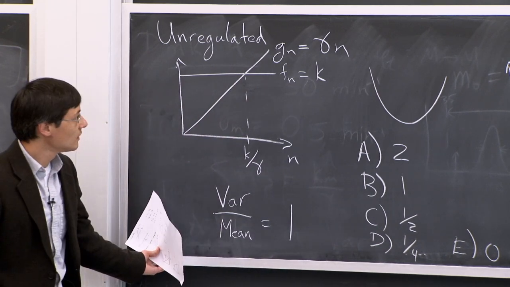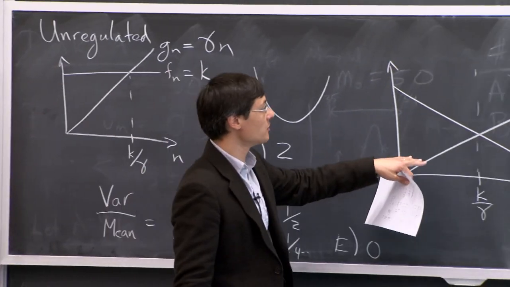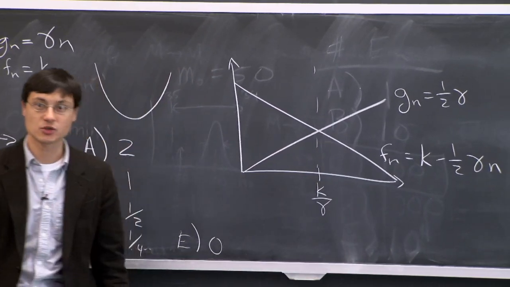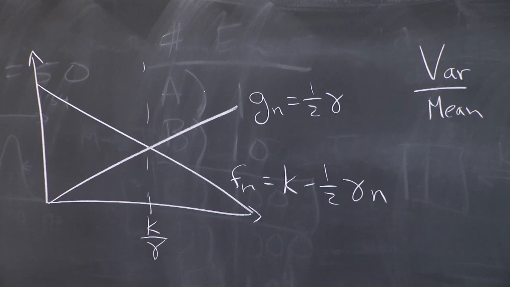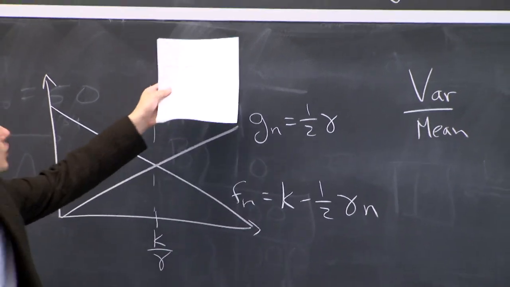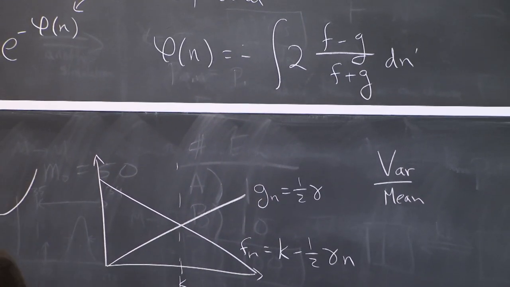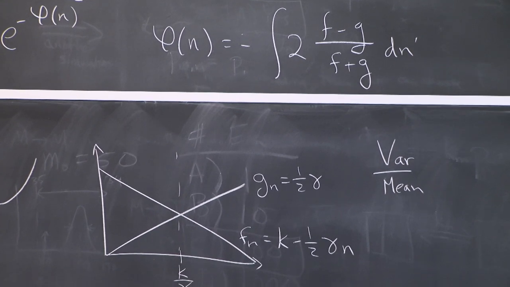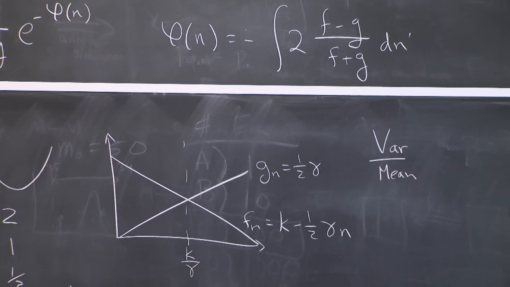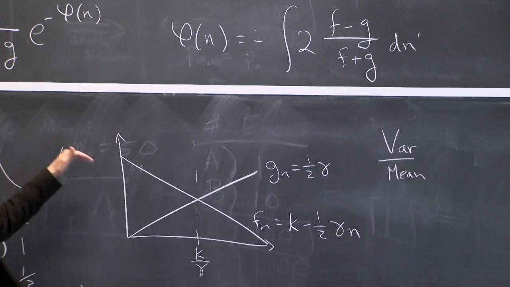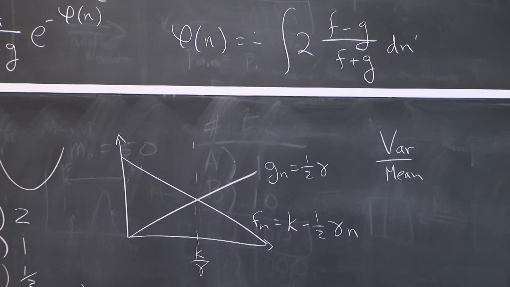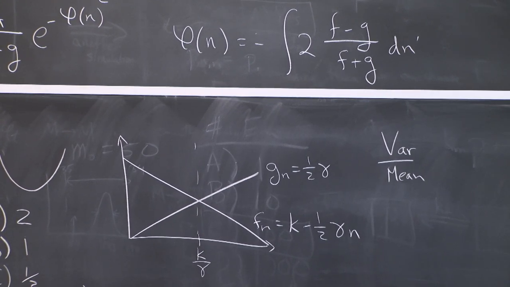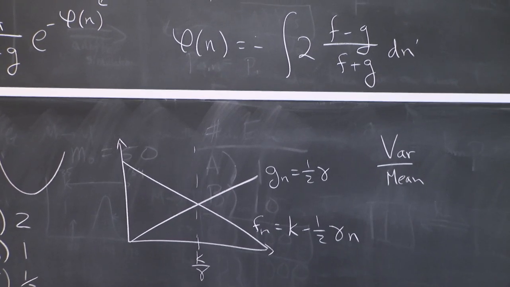Okay. Now the question is, what will the variance over the mean be in the situation that I've just drawn here? All right, so I'm going to give you a minute to try to think about what this means. And there are multiple ways of figuring it out. You can look at maybe the integral. You can think about the biological intuition to make at least a guess of what it should do. Right. The question is, if the production rate and the degradation rate look like this, what does that mean for the variance over the mean? Okay, so I'll give you a minute to play with it.